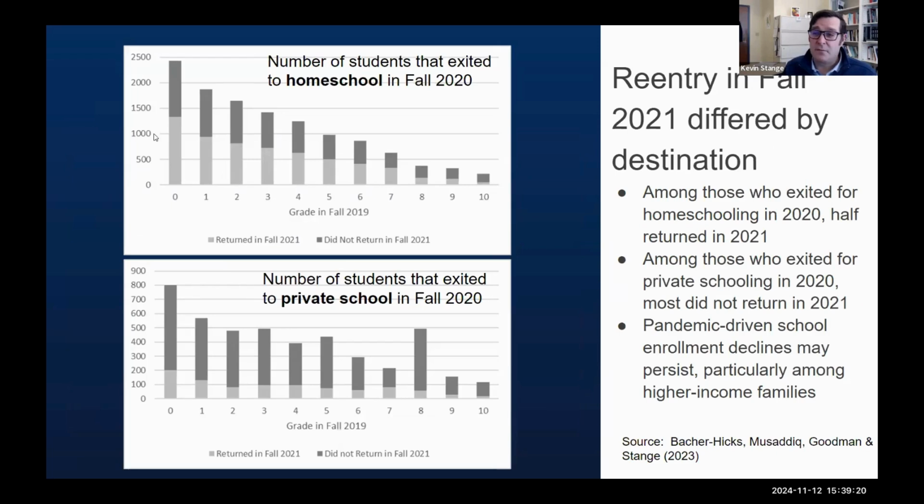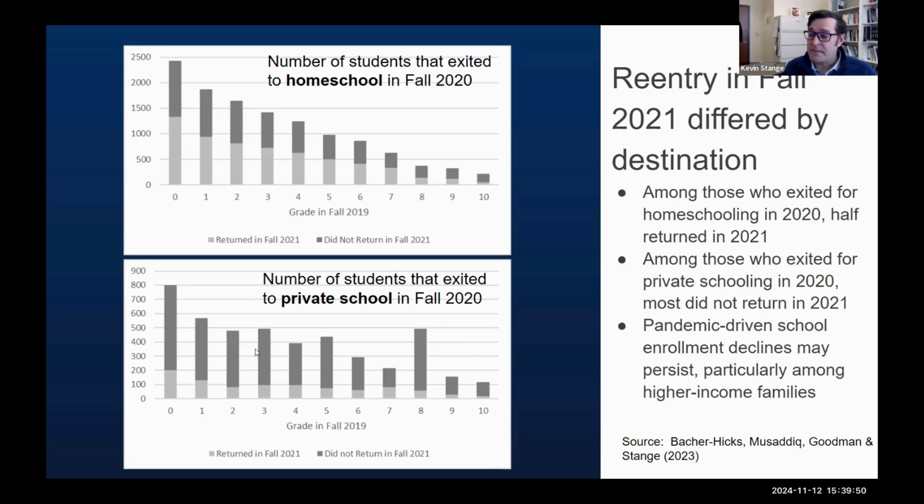And so what we could then do, again, tracking students over time, is see, well, the people that went to homeschooling, do they come back? Well, it turns out, a decent chunk did. This is all the people that were in kindergarten right before the pandemic. Did they leave to homeschool for first grade, and did they come back the next year? About half of those did come back. That's what this light gray is. But then the other half didn't, right? And so this is going to have big implications for enrollment in public schools and the funding that they get.